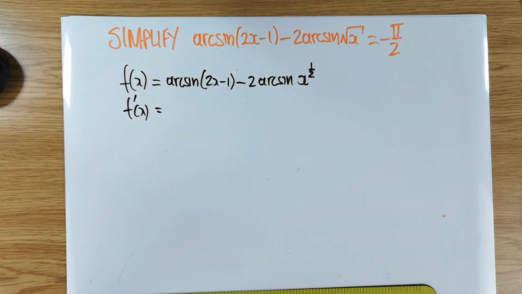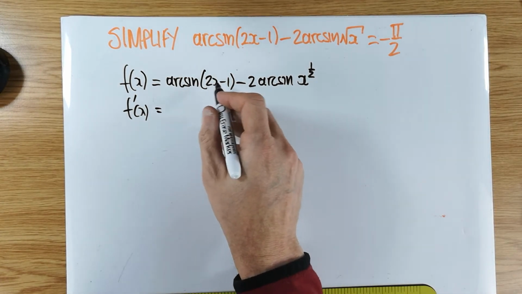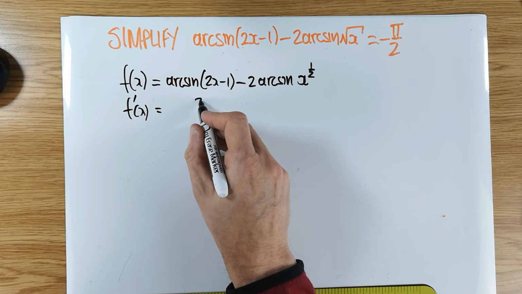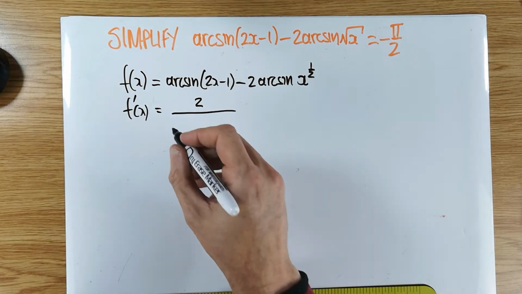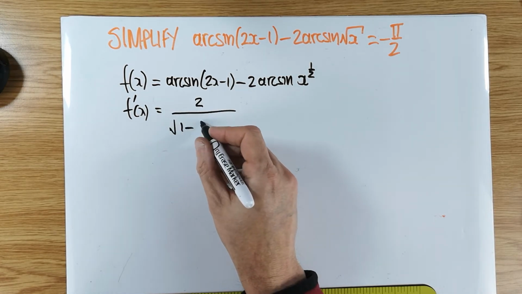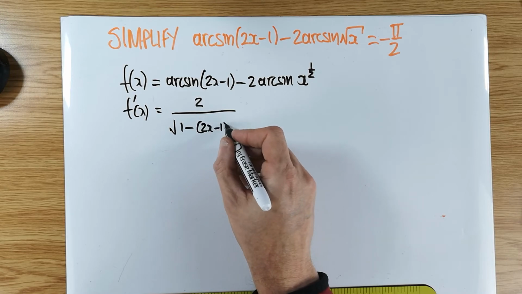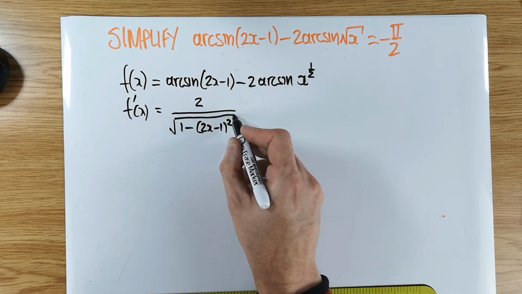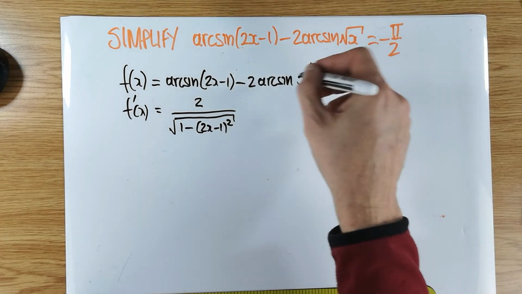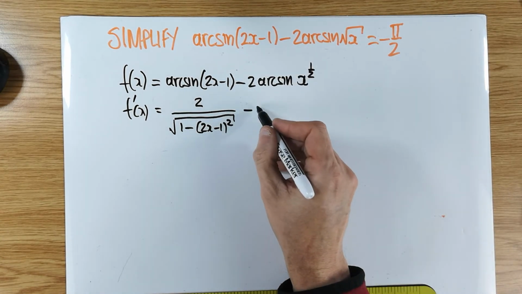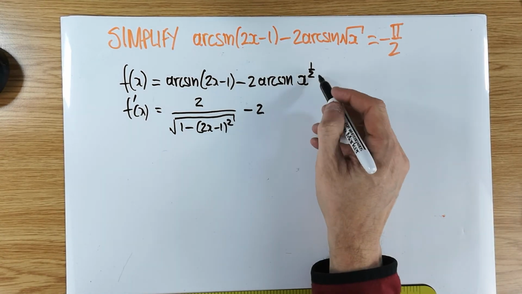F dash of x, differentiation now of an arcsine. I'm going to do the chain first. So it's a 2 at the top, and this is going to go square root of 1 minus bracket 2x minus 1 all squared, close square root. And then I proceed to differentiate this. So that's going to be a minus 2. I'm going to do the chain again first.